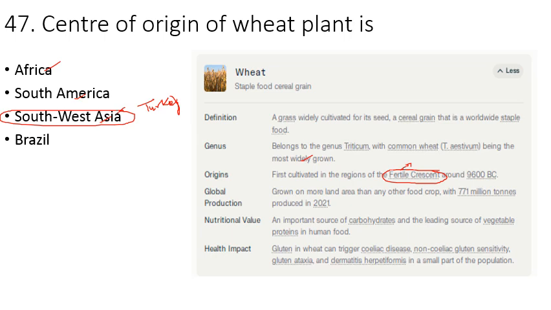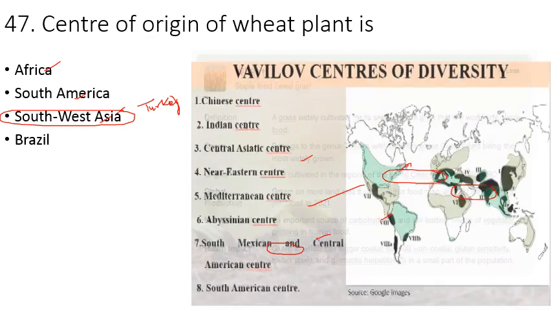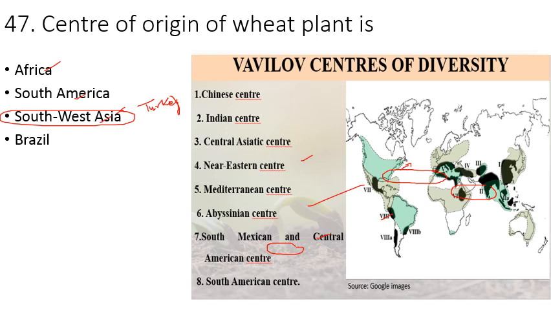If we talk about its production, 771 million tons were produced in the year 2021. Nutritional value: it is a good source of carbohydrates, leading to a source of vegetable proteins in human food. It contains one protein, that is gluten, which is not that healthy, and it can cause certain diseases or discomforts in the human body.